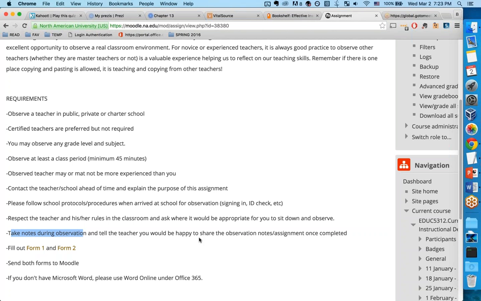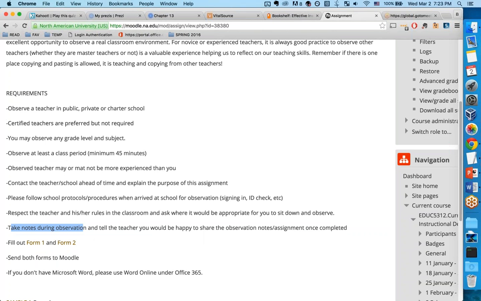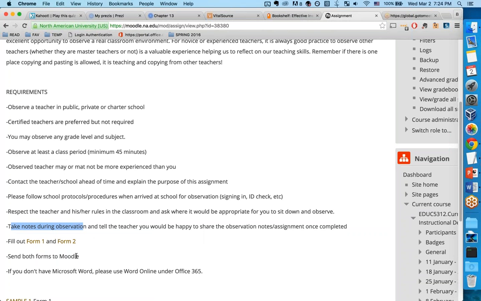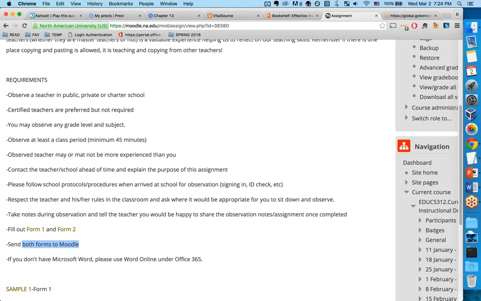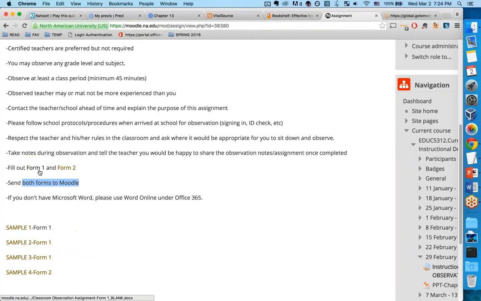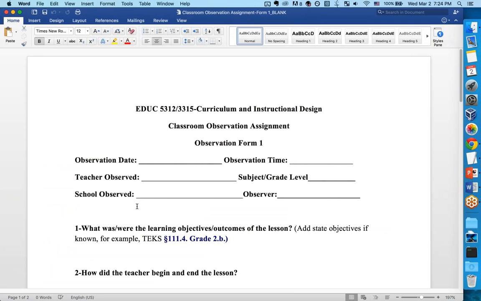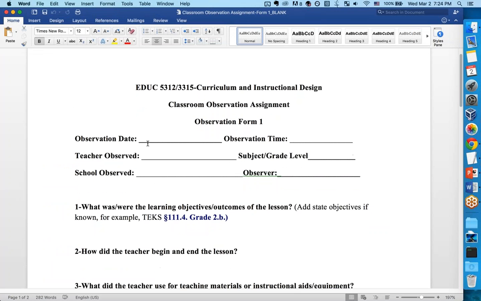So I'm going to provide you two forms, Form 1 and Form 2. Using these two forms, make your observations and fill out the forms. You're sending both forms to Moodle. All right, so let's take a look at the blank forms. This is Form 1. Basically you want to type the observation date, the observation time, the name of the teacher that you observed, the subject and grade level, the school that you observed at, and observer, which would be you.